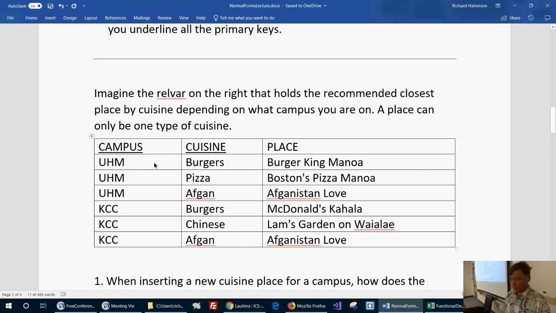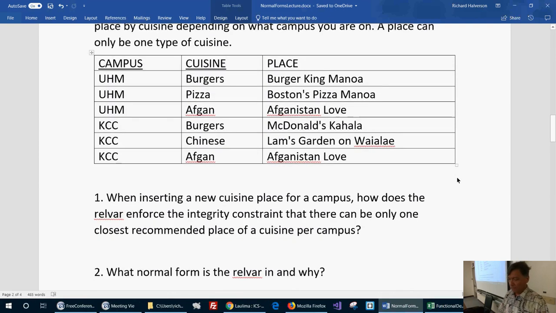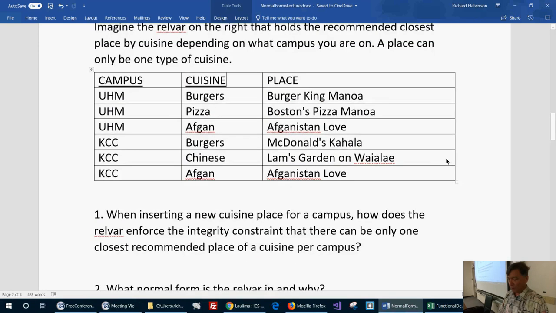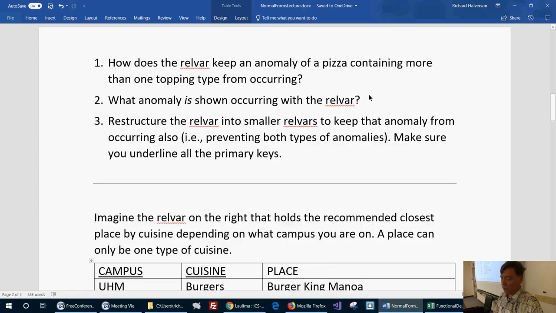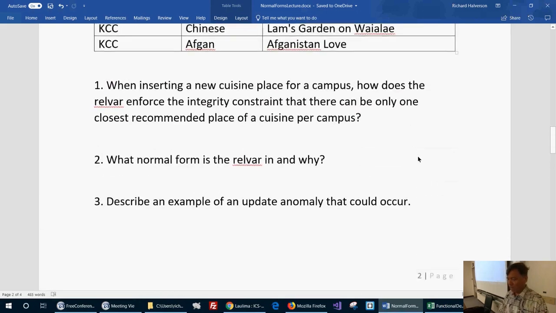So you have campus and cuisine, and there can only be one best burger place for UHM. There can only be one best pizza place, one best Afghan place, and so on. So it makes sense that the primary key would be this plus this, because that way you will never have more than one favorite type of a cuisine at a campus. But the problem, of course, is that the place determines the cuisine.